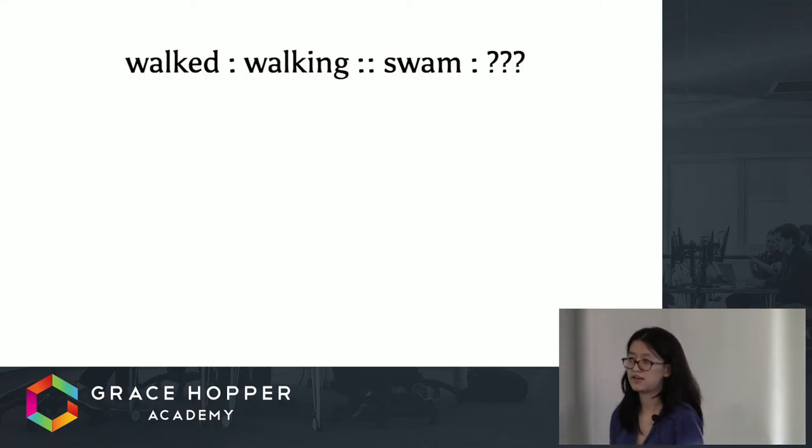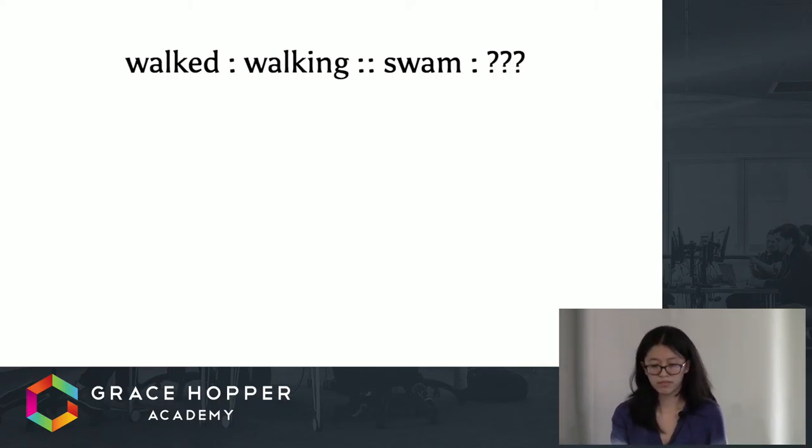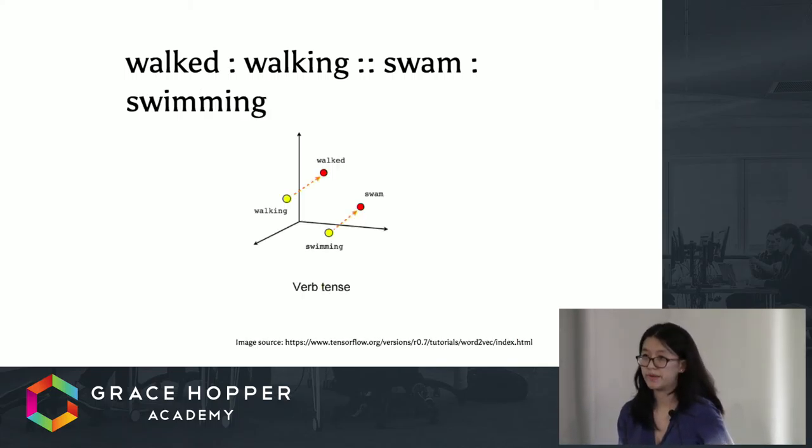Okay, so let's see how Word2Vec can detect syntactic patterns. It's really well suited to processing analogies. So let's say we feed it the first three words of the following analogy: walked is to walking, as swam is to something. The result is swimming.